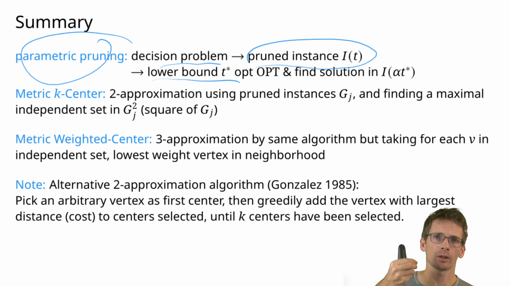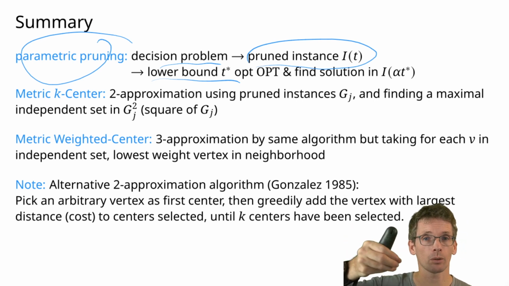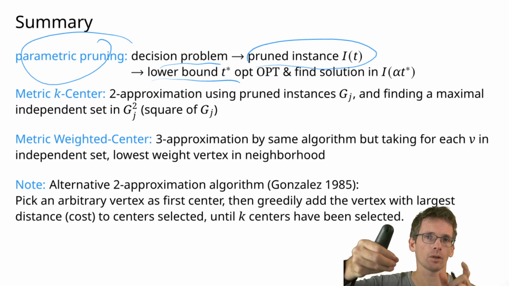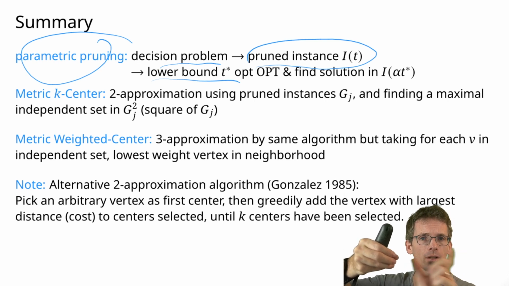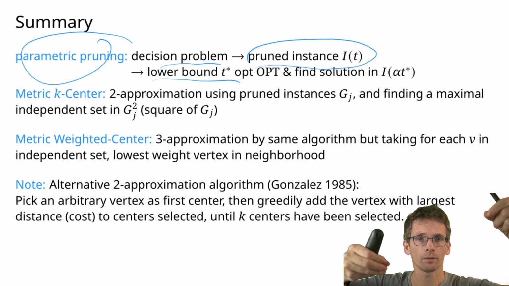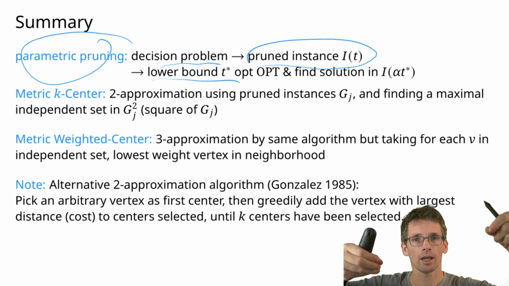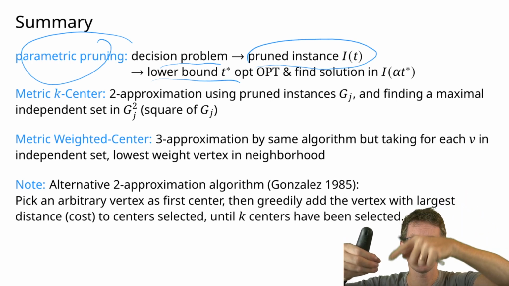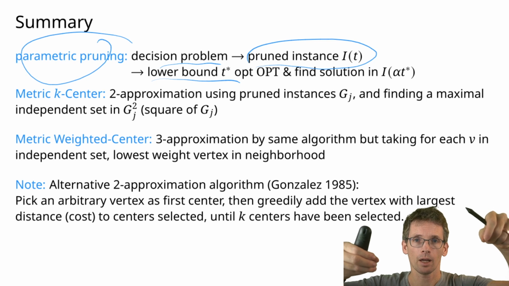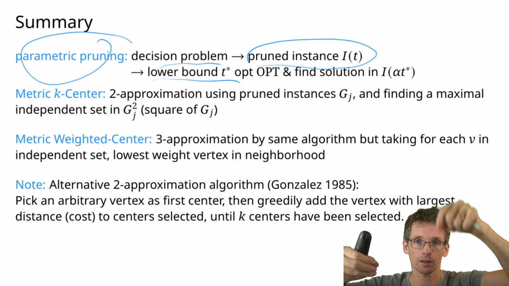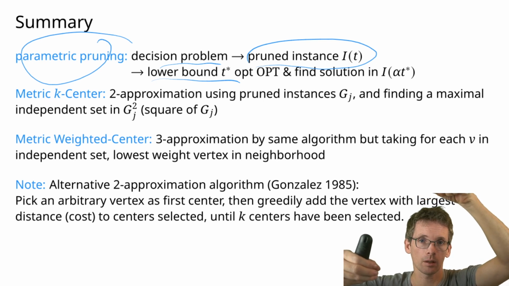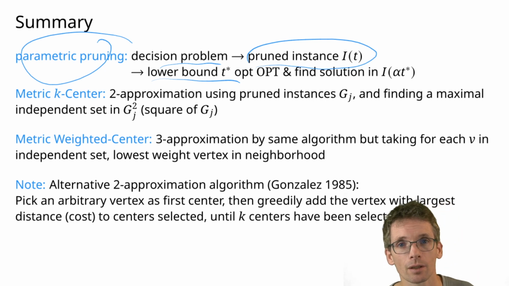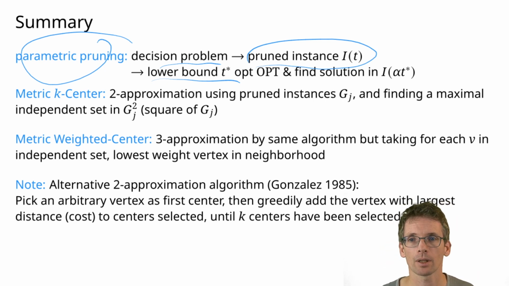It works as follows. You take an arbitrary vertex as the first vertex to include in S. Then you look at the cost for the other vertices, the cost now being the cost of the edge to that first center. You take the one with the largest cost. And then of the remaining ones, you again look at the cost of that vertex, so the cheapest cost to one of the 2, and then you take again the one with the maximum, so the one that is furthest away from its closest center. And then you do that again and again until you have k vertices. And this also gives us a 2 approximation for the metric k-center problem.